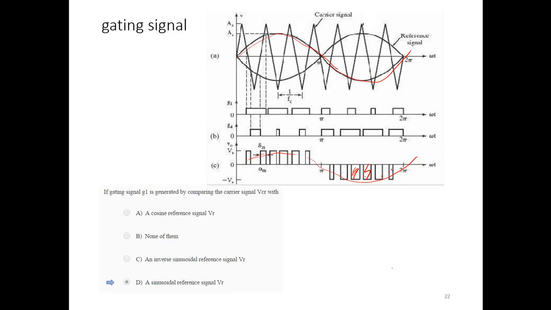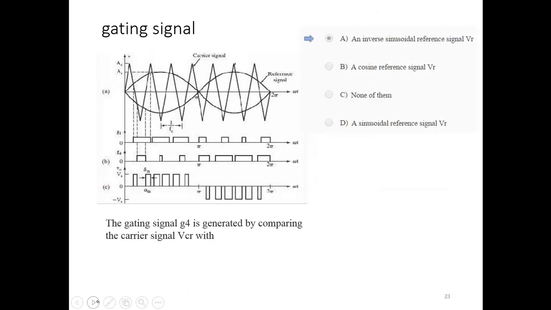It is very important that the gate signal is generated by comparing the carrier signal with the sinusoidal reference signal. This PWM, pulse width modulation, is a sinusoidal pulse width modulation. You compare it with the sinusoidal waveform. The gating signal is generated by comparing the two.